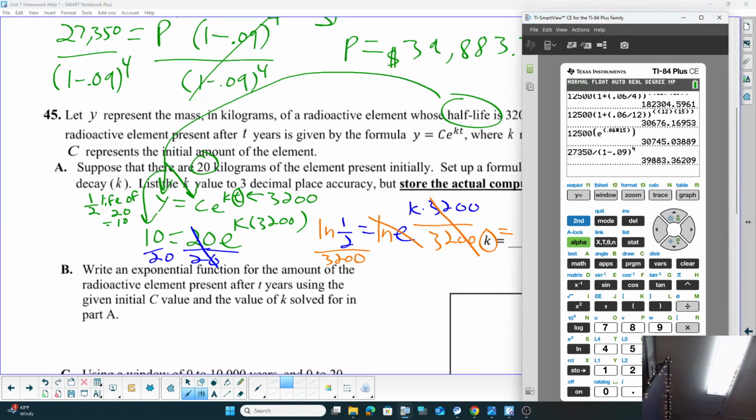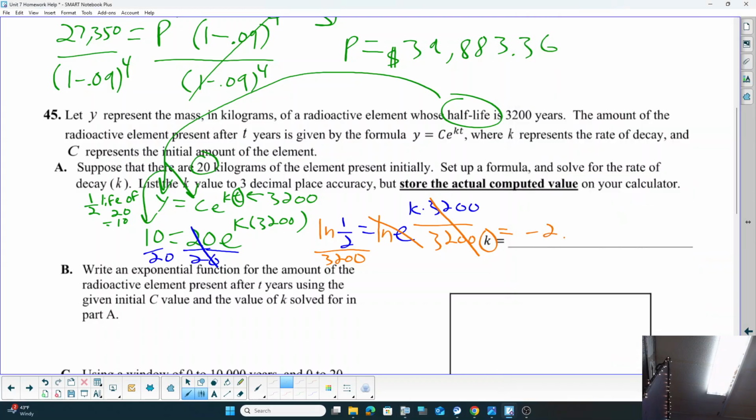So we plug that into our calculator: ln of 1/2 divided by 3,200. And that's going to be negative 2.16608 times 10 to the negative 4. For 3 decimal place accuracy, we'll write the answer first: negative 2.166 times 10 to the negative 4. And then store the actual computed value on your calculator.